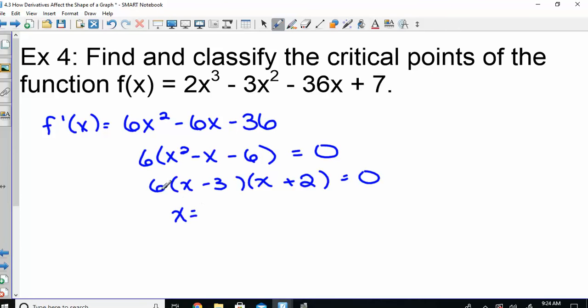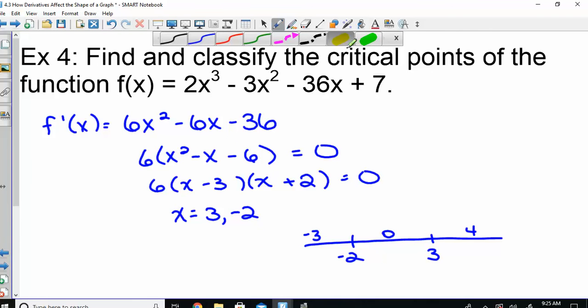So set that equals 0. The 6 doesn't give us anything. X minus 3 would give you a positive 3, and x plus 2 is a negative 2. So if we look at our sign line, we have to plug test points into the derivative. So smaller than -2 is -3. In between them maybe a 0, bigger, maybe a 4. I like putting them in right here.